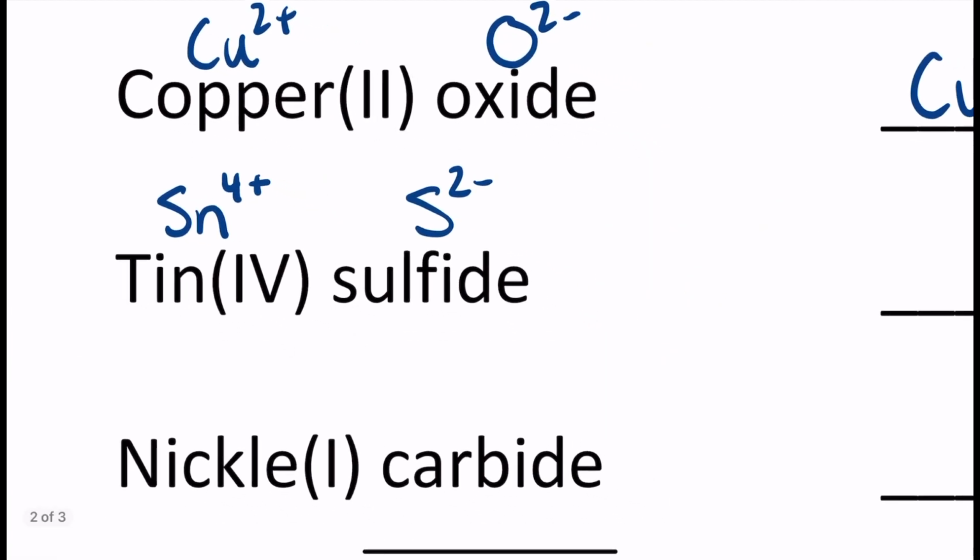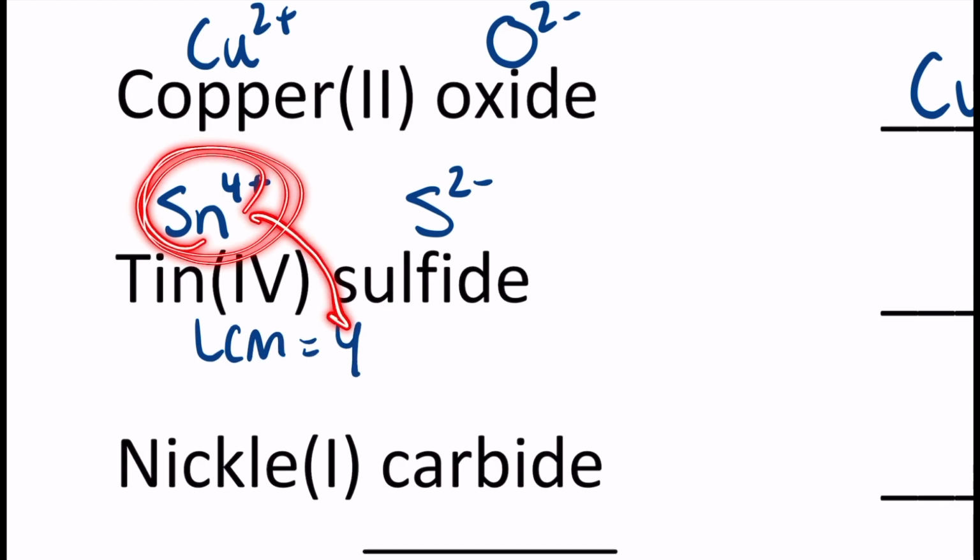So you can ask yourself, hey, what's the least common multiple between 4 and 2? Well, the least common multiple would be 4. So you can ask yourself, how many tins do I need to get to 4 plus? And that's one of them.